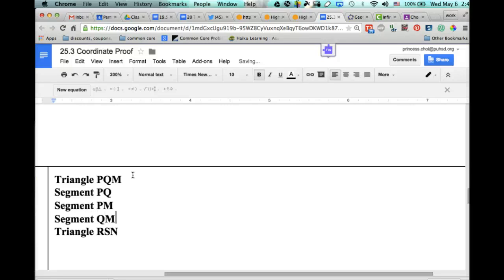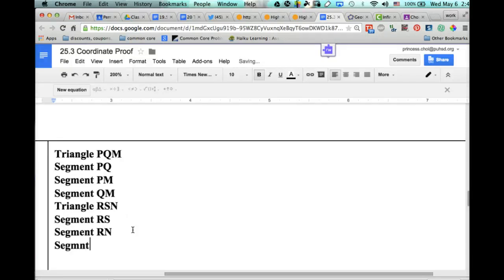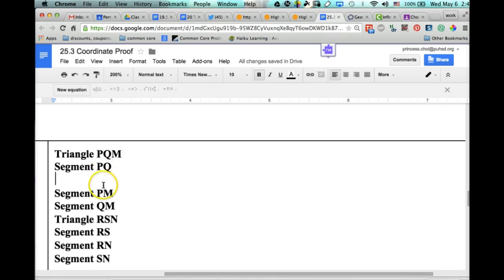QM, right? And then within triangle RSN, we gotta find segment RS, then segment RN, then segment SN. Okay? And gosh, what is all this stuff, Miss Choi? Alright, so let's just go one step at a time. I'm only going to go ahead and find the segment length of PQ with you. Okay? And everything else, you gotta do it yourself.